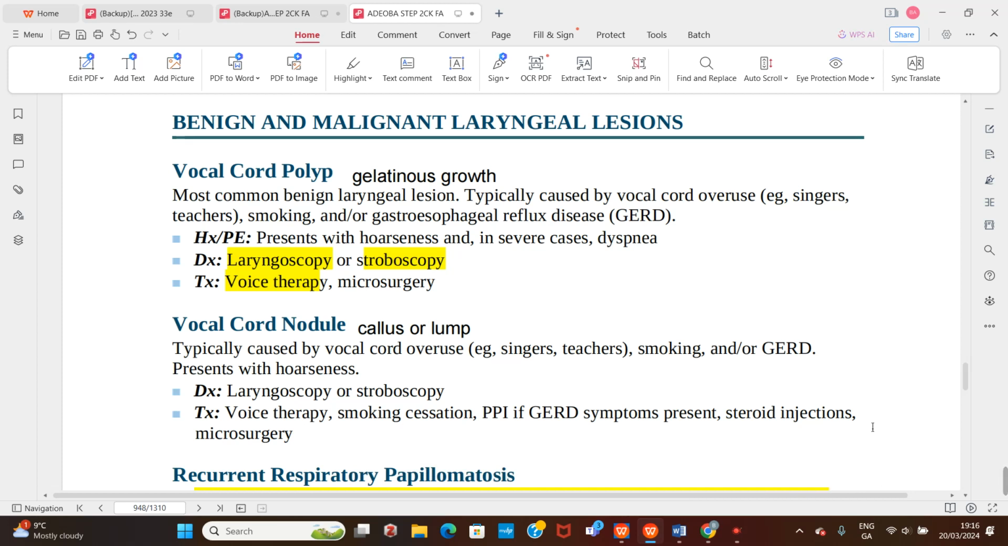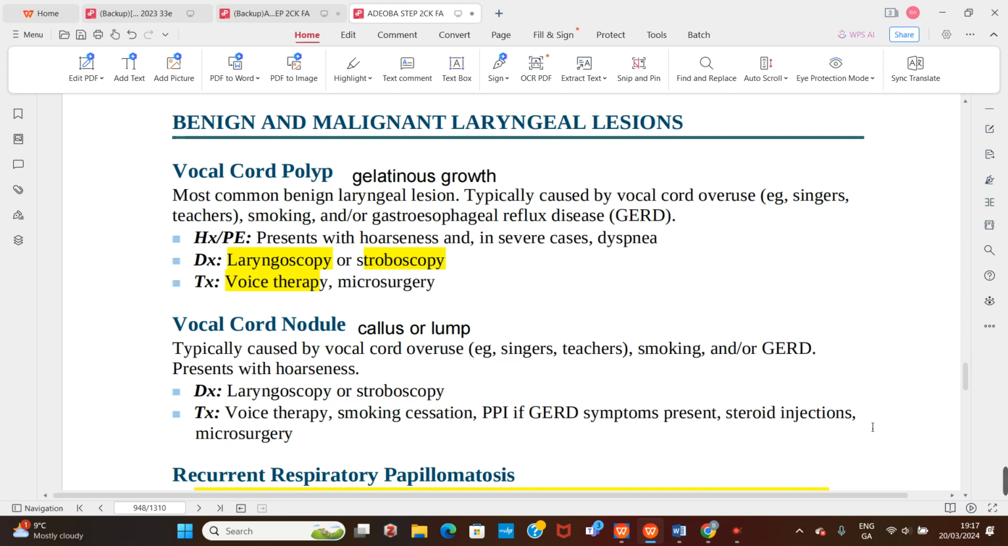People that sing, talk, teachers like me, Dr. Babani will be the best example. So he has to minimize, or we have to undergo some form of training so that we don't develop vocal cord polyps. Smokers too can have irritation of the vocal cord, and it can lead to formation of polyps at the end of the day.